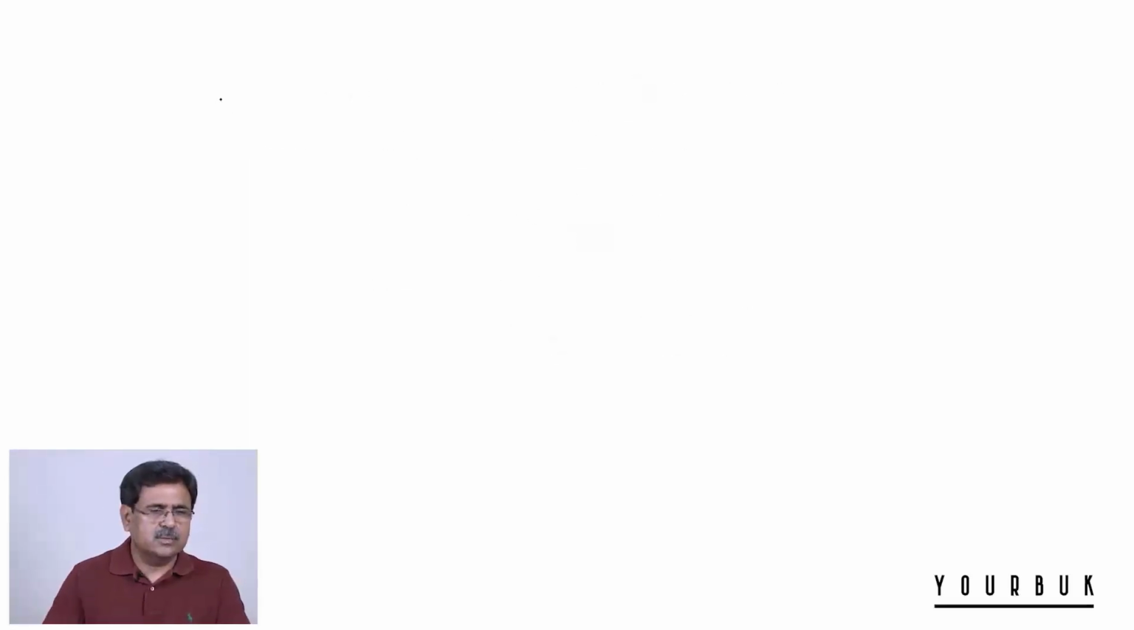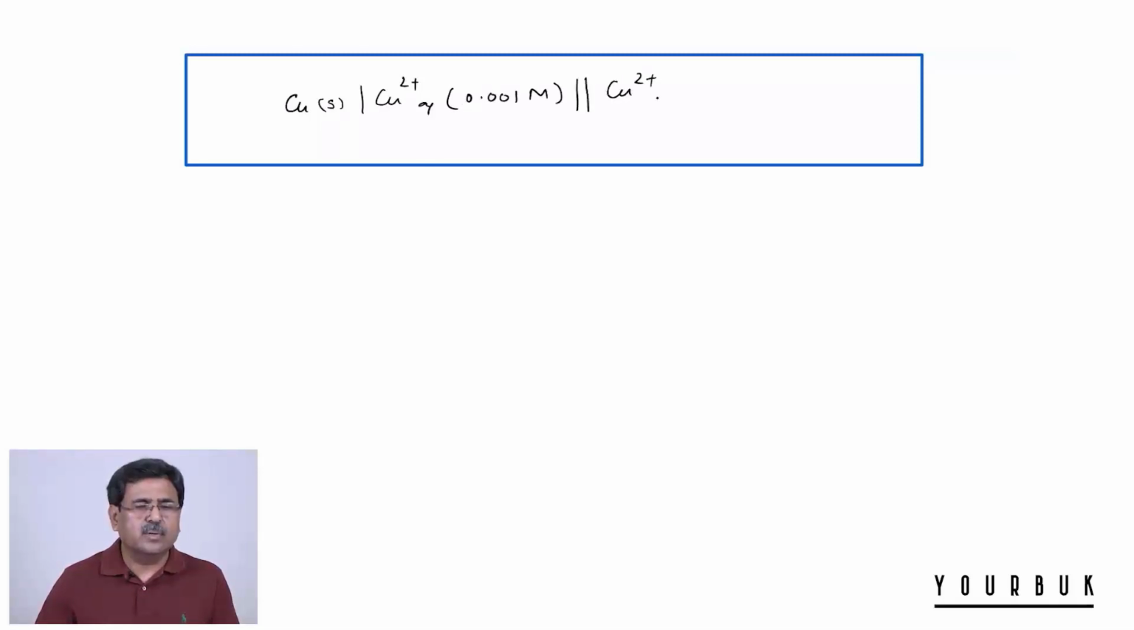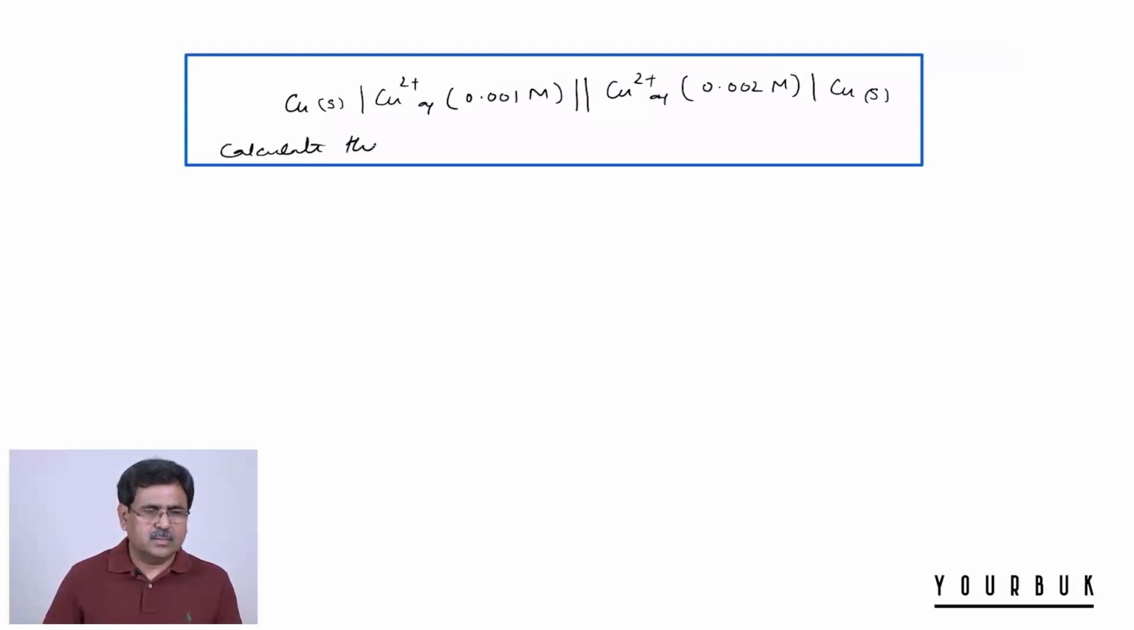Now we take one more question. Suppose you are given this cell: copper solid, copper 2 plus aqueous, 0.001 mole per liter, and the cathode is also made up of copper, copper 2 plus at 0.002 moles per liter, and copper solid. And the question is again, calculate E cell at 25 degrees Celsius.